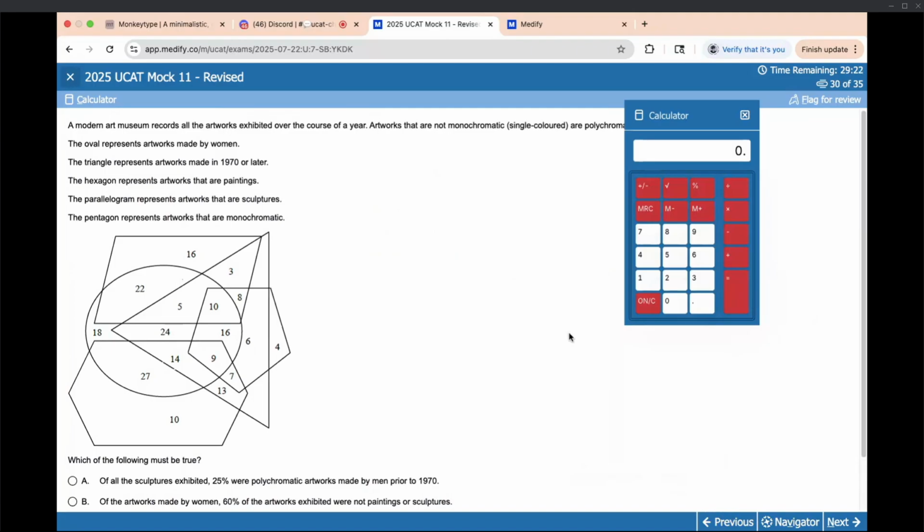Okay, so 25 for text this, 16 plus 20 plus 5 plus 10 plus 3 plus 8. So 64, and yeah, I have 16 over 64. It's 25%. That's true.